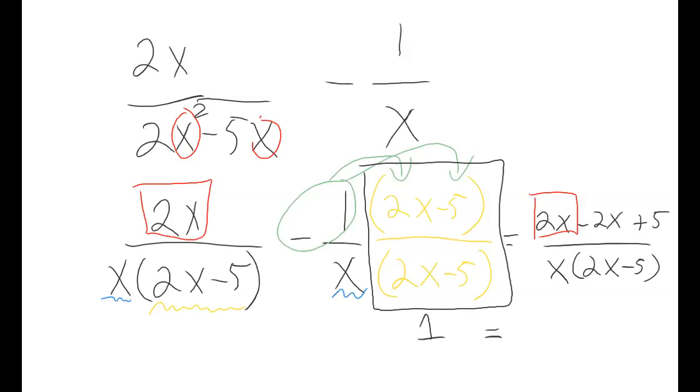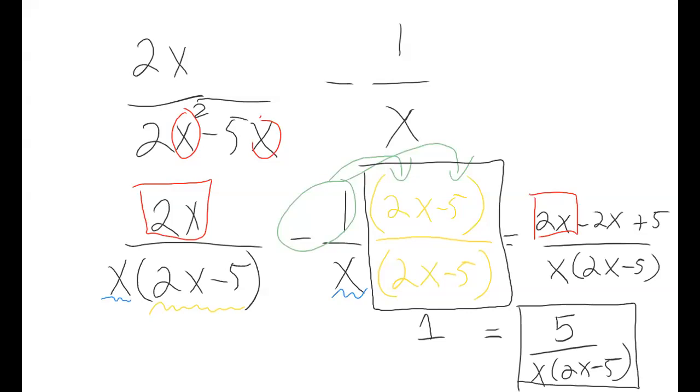So now going to my final expression here, the 2x minus 2x, those cancel. So my answer becomes just a 5 on the top over x times 2x minus 5 on the bottom. And that is my final answer in the black box. I don't know why I have an equals there, get rid of that.